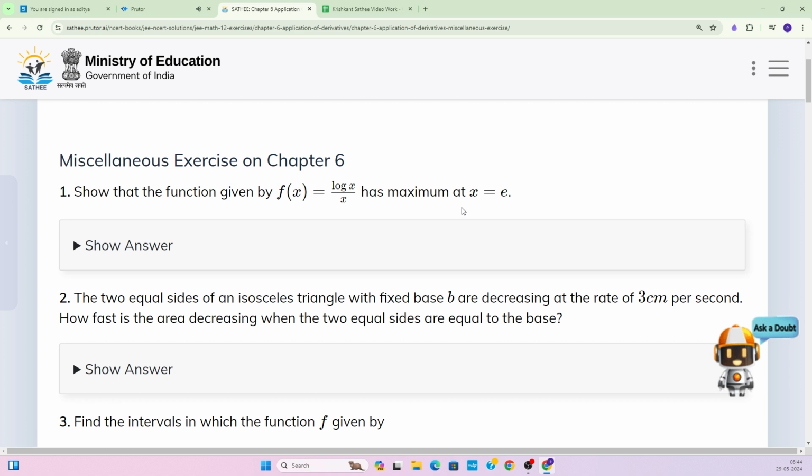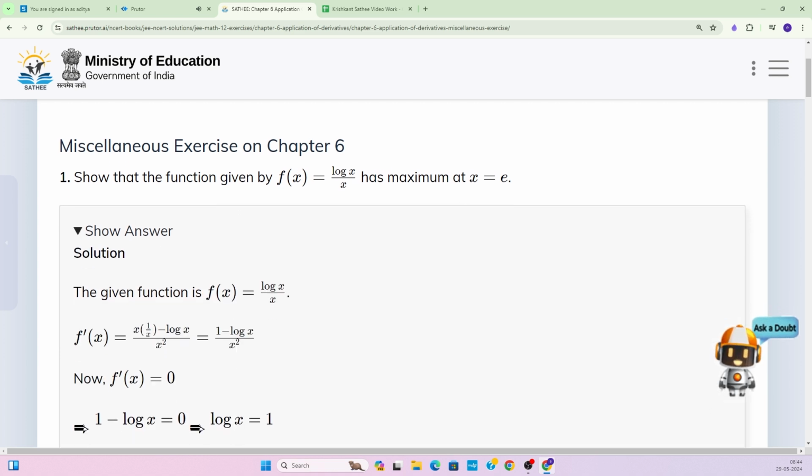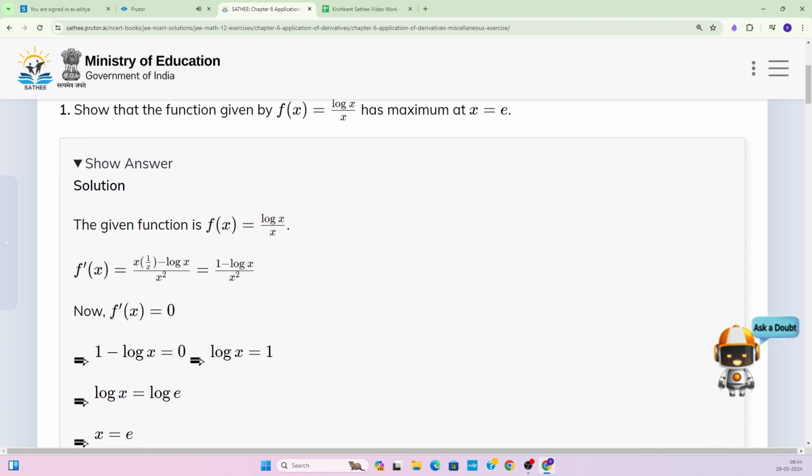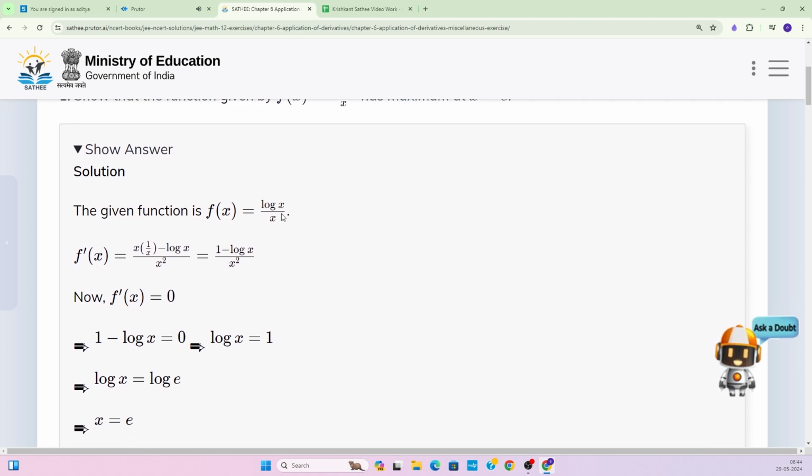Okay, how are you going to show that? Very simple. Try to find out the first derivative and put it equal to 0. Then what will you get? The first derivative has the denominator square. Now the denominator will be multiplied with the numerator derivative, which is 1 by x, and now minus the numerator multiplied with the denominator derivative, log x multiplied with 1. This will be 1 minus log x by x square.